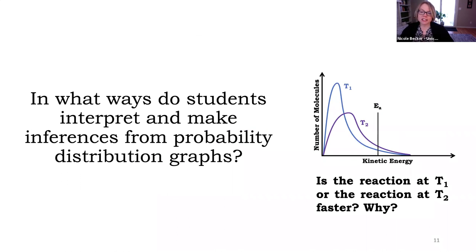Okay, so let's talk a bit about what we did in our study and what we found. For this study, we were interested in a type of graph that's commonly used in the introductory chemistry sequence, distribution graphs. We wanted to know, in what ways do students interpret and make inferences from probability distribution graphs, such as the one shown here, showing the distribution of kinetic energy in a molecular level system.